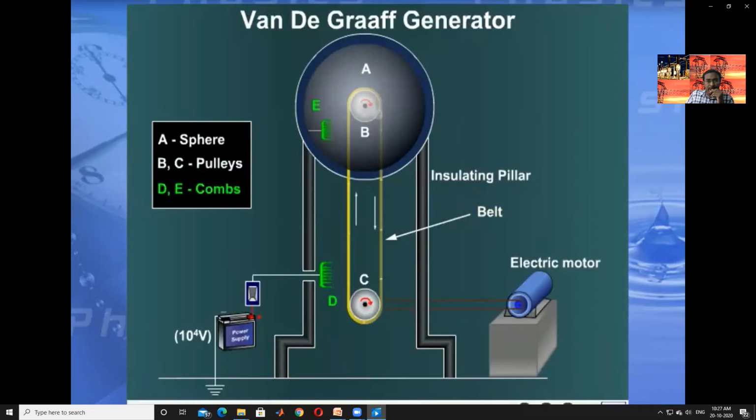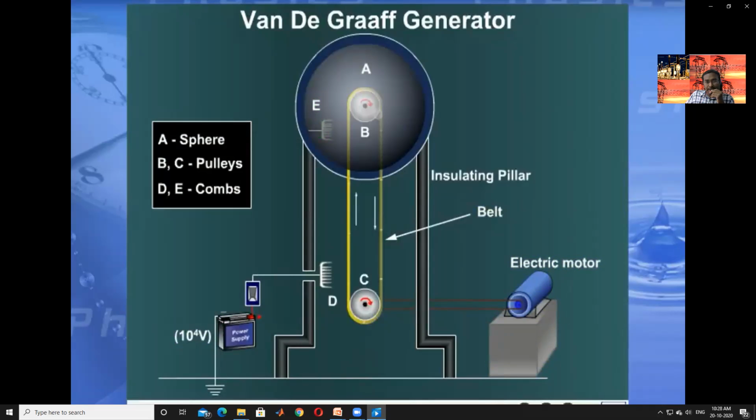D and E are two fixed combs. D is connected to a battery of high voltage. The other end of the battery is connected to the ground. The pulley is continuously rotated by means of an electric motor. The upper comb E is connected to the inner side of the hollow sphere A.